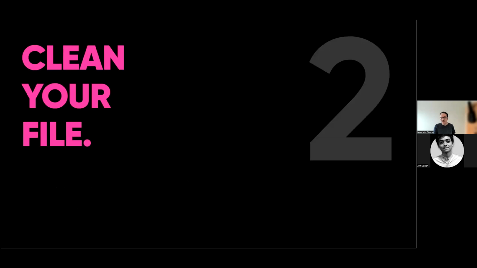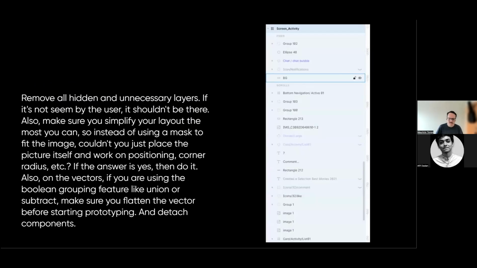The second point you need to do is clean your file. So remove all the hidden and unnecessary layers. My rule is, if the user will not see it, take it off. That's another reason to duplicate your file for the prototype. So you don't lose anything that you have there, but for the prototype itself, clean it out.